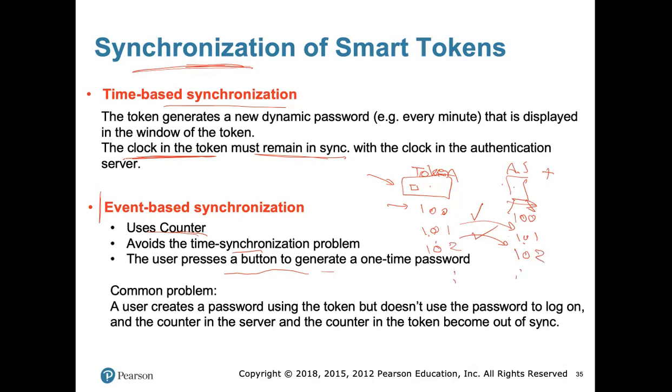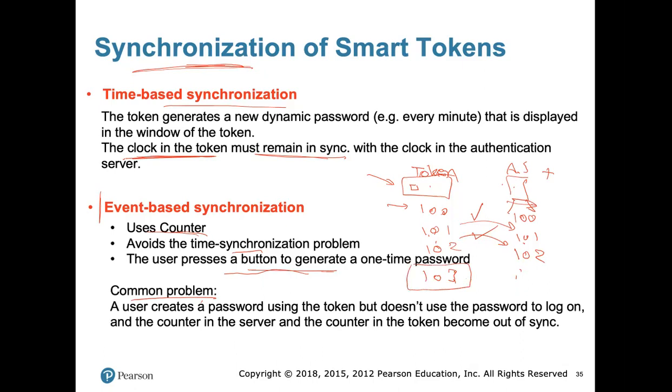And this way, there is no need for keeping that internal timer synchronized. This works, but there is a common problem for that. There is a major problem, and that's when I generate a password. Let's say the counter is 102. I push the button. The token generates a password for me, and the counter becomes 103.